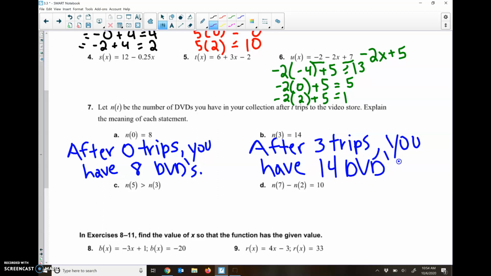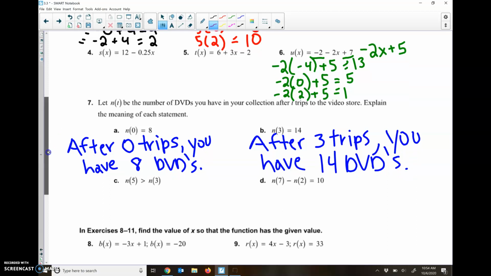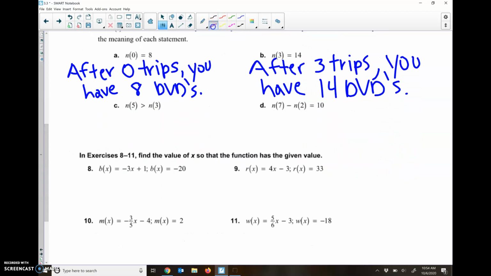Okay, so kind of just writing the statement there. This one gets kind of trickier because now we have a greater than or less than. So after 5 trips to the DVD store, you're going to have a greater number of DVDs than after 3 trips, which kind of makes sense. If you go to the store more often, you're probably going to buy more stuff. So if you go there more often, then you're going to end up with more stuff.